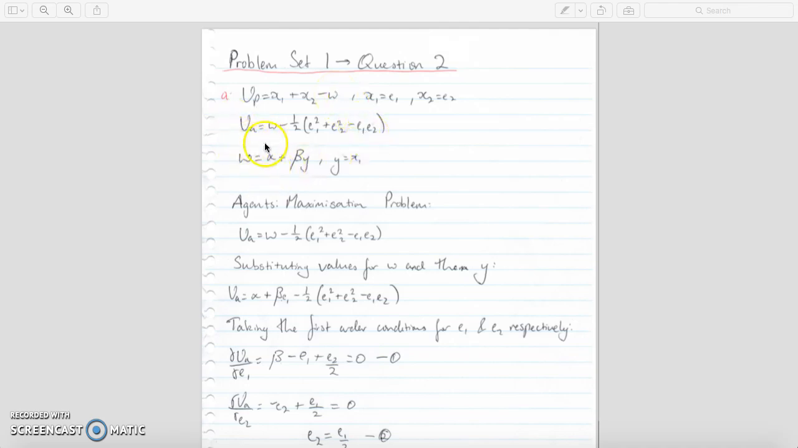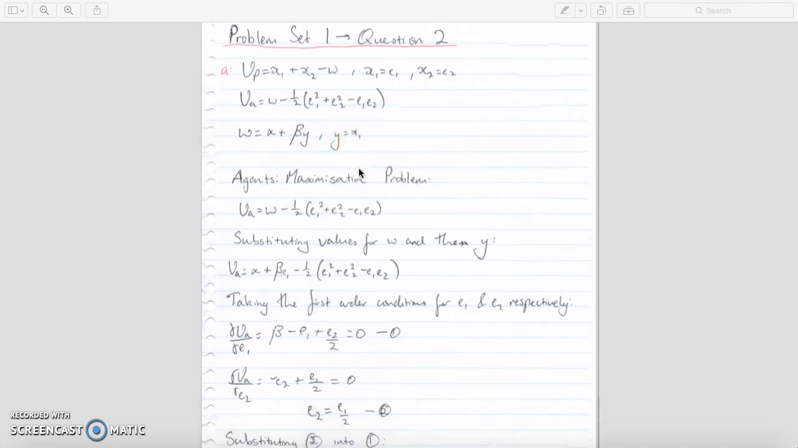We have the utility of the agent given by wage minus half e1 squared plus e2 squared minus e1 times e2. We have the wage given by alpha plus beta times y, where y is also equal to x1. So these problems essentially have 4 steps. And we work backwards. So step 4 is where the principal pays the agent wage, which is alpha plus beta y. But then we move to step 3, which is where if the agent accepts the wage, he chooses e1 and e2. So e1 and e2 in this case is the agent's best response.